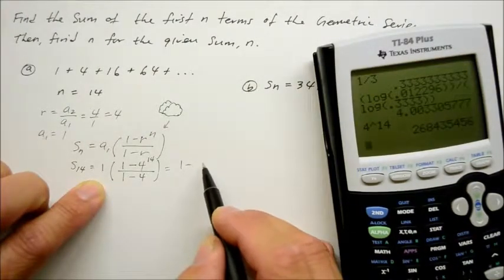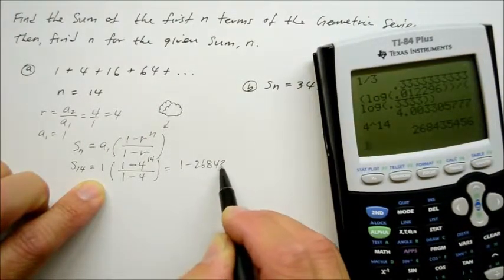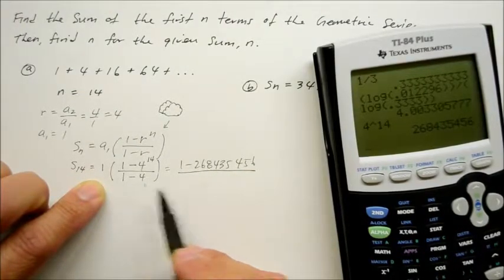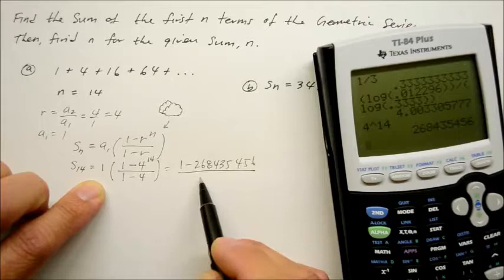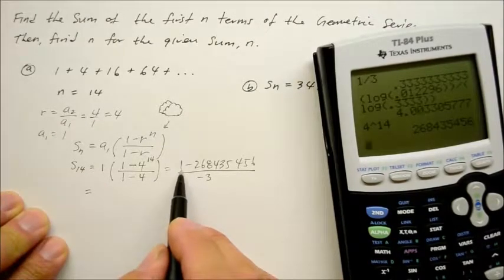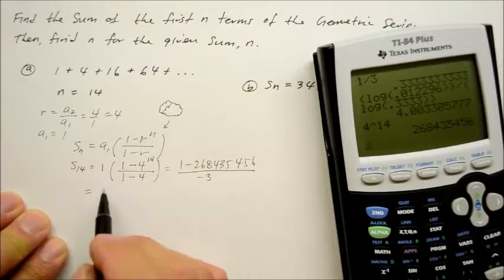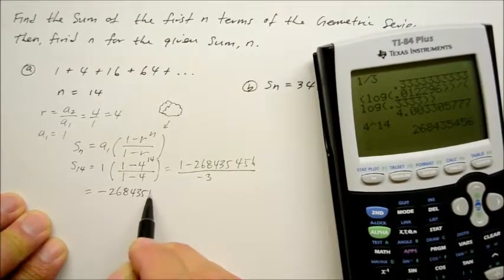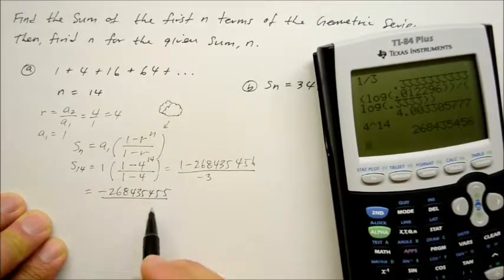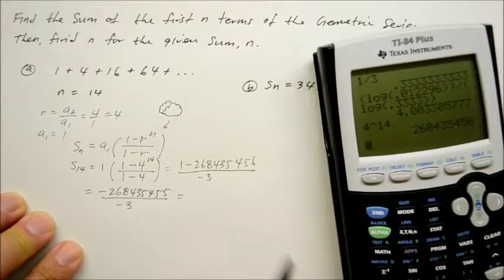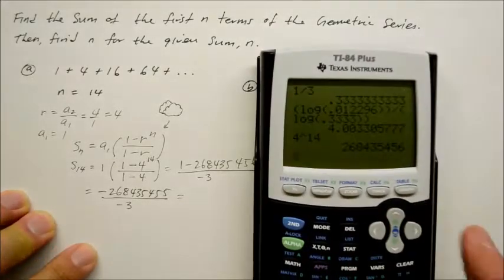268,435,456. All over 1 minus 4, which is negative 3. Then I'm going to take away 1 from this negative big number, so I get negative 268,435,455 divided by negative 3. And negative becomes positive. Let's hope that this comes out to be something of a nice number.